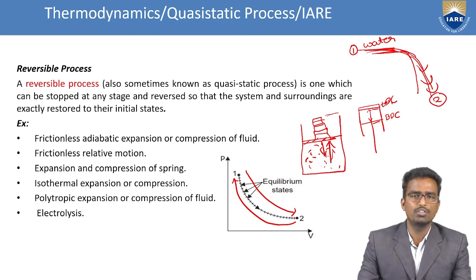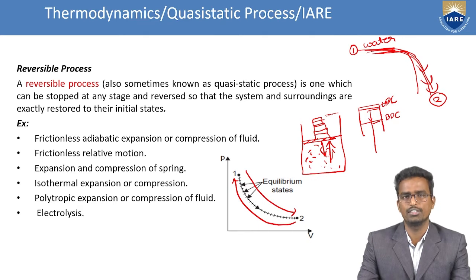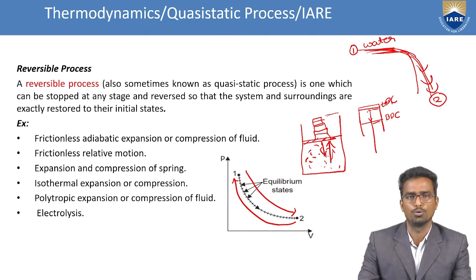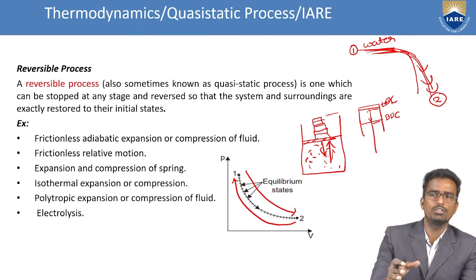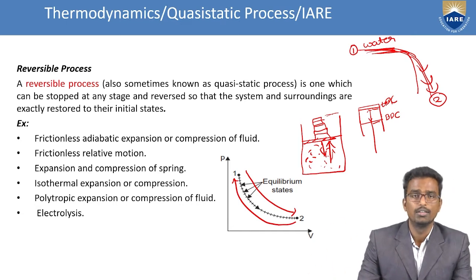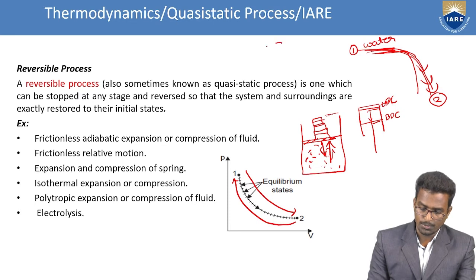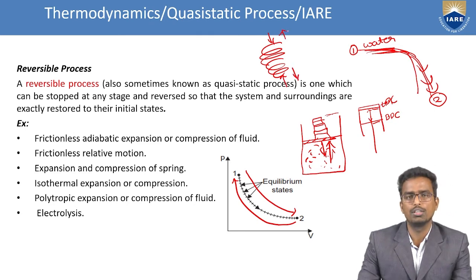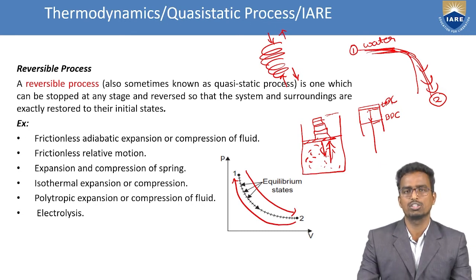Like anything, it is a relative motion. If it is frictionless, then you can experience a reversible process. That means whatever amount of input you give, the same amount of output you can get from this. Right? Expansion and compression of a spring. So if you take a spring, what happens? If you apply some load on the spring and then release it, what happens? It gets back to the original position, so you can call it a reversible process.